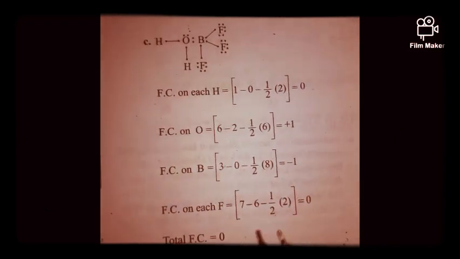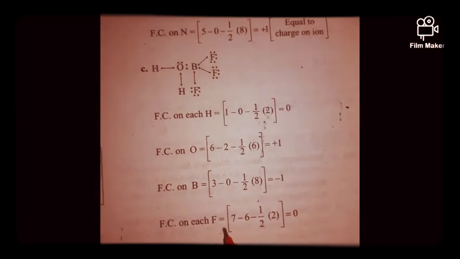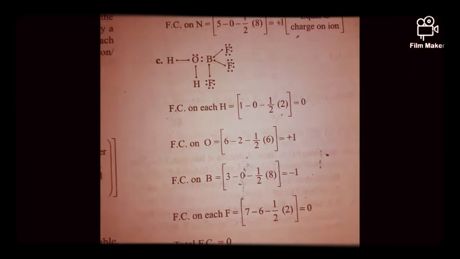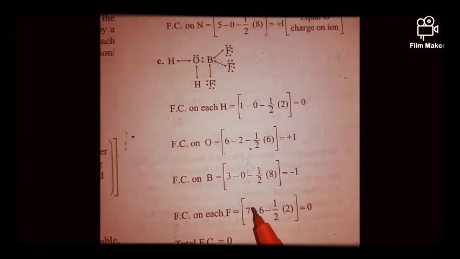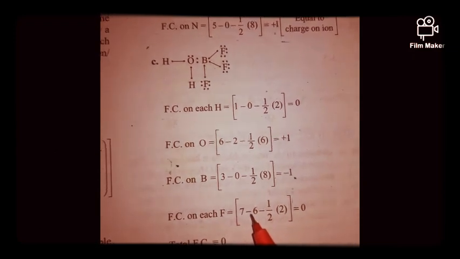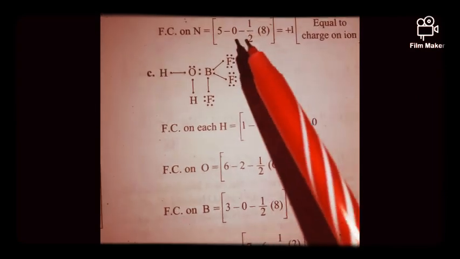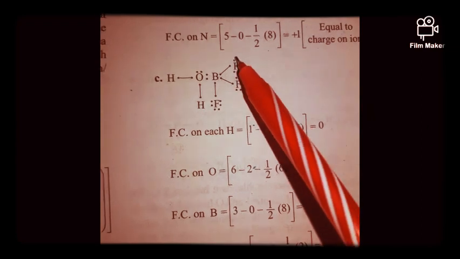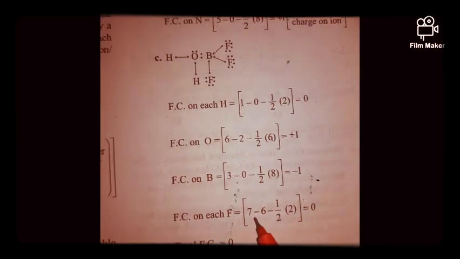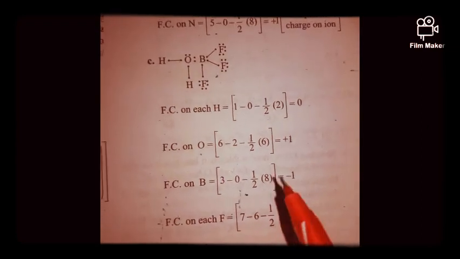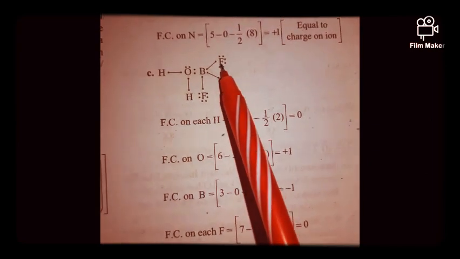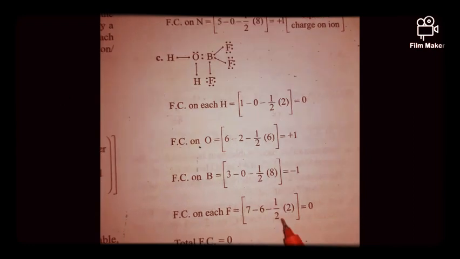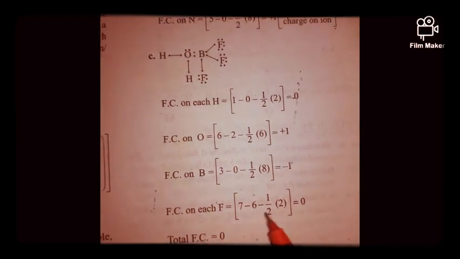Next, last, friends, the formal charge on each fluorine. The group number of fluorine: fluorine is a halogen, so 7. Halogen is the 7th group, no? So 7 minus the number of non-bonding electrons. 1, 2, 3, 4, 5, 6 means 6 non-bonding electrons are present on fluorine. So 7 minus 6 minus half into bonding electrons. If we observe the surroundings of fluorine, we have one bond, that means 2 electrons are involved in bonding. If we solve this, we will get 0.